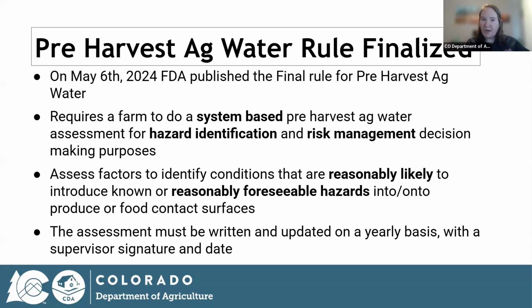It wants you to do a pre-harvest ag water assessment. It wants you to assess factors that are reasonably likely to introduce hazards into your produce or food contact surfaces, and we're going to go over those. This assessment does have to be written and done on an annual basis. Then a supervisor needs to sign it and date it as well. That supervisor could be your food safety manager or the owner, but it should be the person who's filling out the assessment who signs off on it.